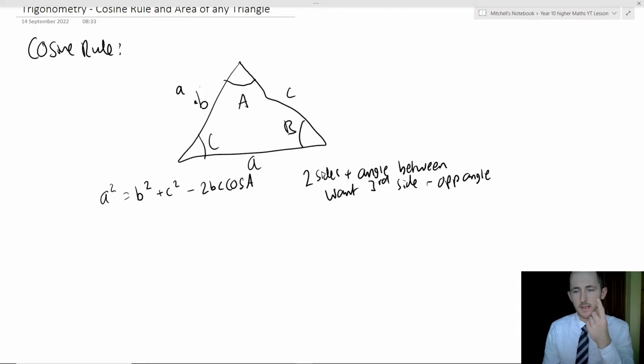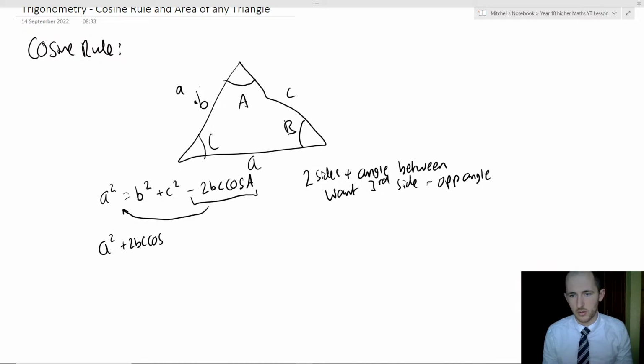But one thing you might realize is that you might actually want to work out an angle. So another way you want to use this formula is to work out an angle when you have 3 sides. Now this does get a bit tricky. If I rearrange this for cos A, which is the angle, then what I want to do first is move this thing over to the other side, so just flip the sign. So a squared plus 2bc cos A equals b squared plus c squared. So again, you don't need this middle bit.